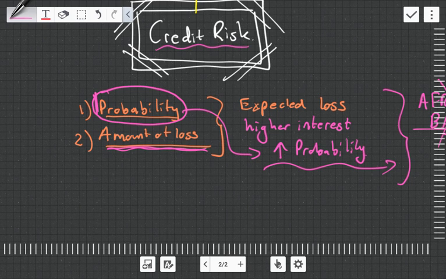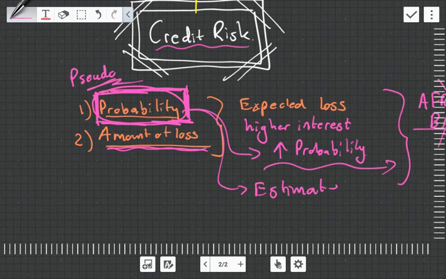But this is the one that I do have a bit of a problem with. How on earth do you calculate the probability, or how do you say someone has a 10% chance of defaulting? It's almost a pseudo probability that they're coming up with here. And I don't think it is possible to accurately predict or model the true probability of an individual defaulting. The best that we can do is some sort of estimate for the category that person falls under.